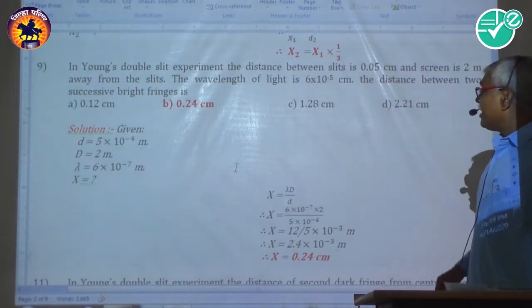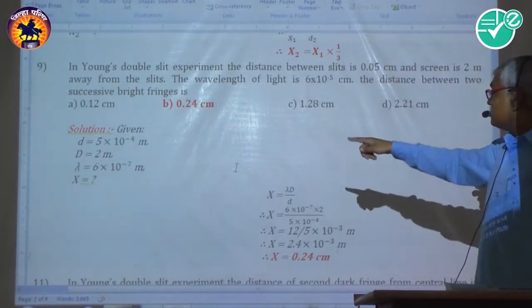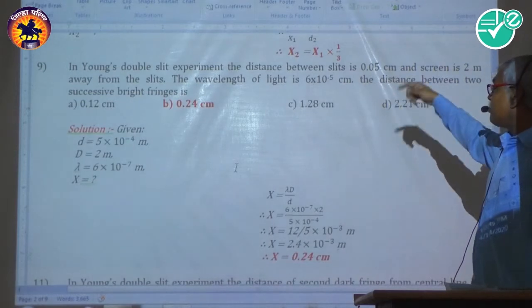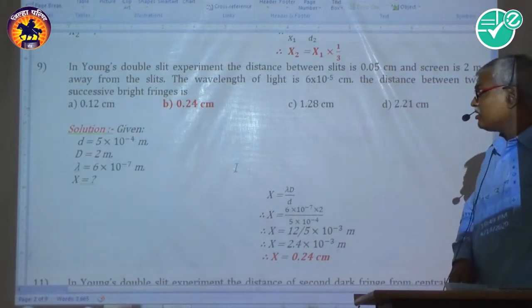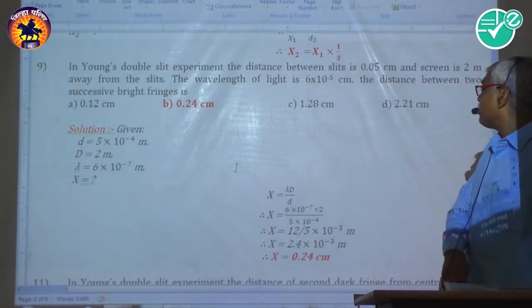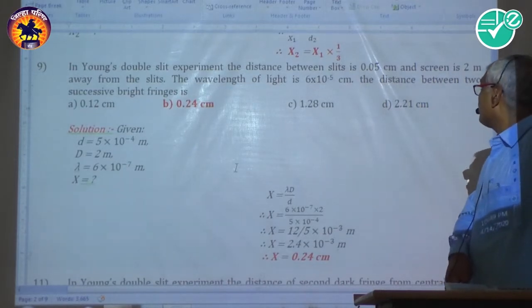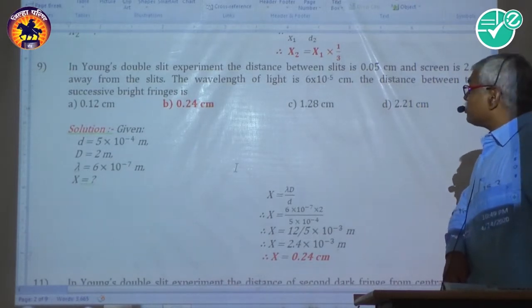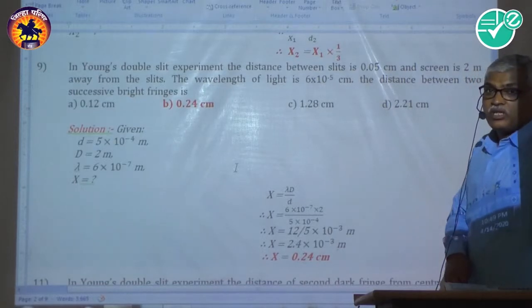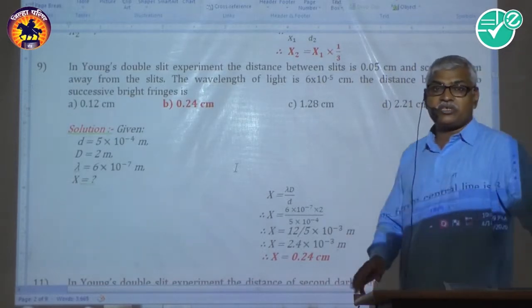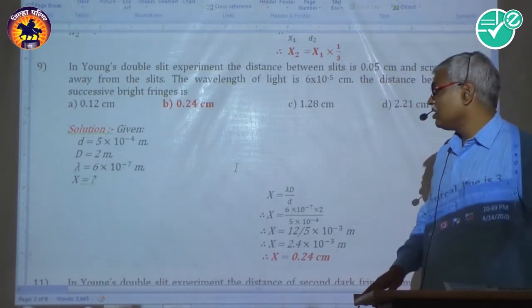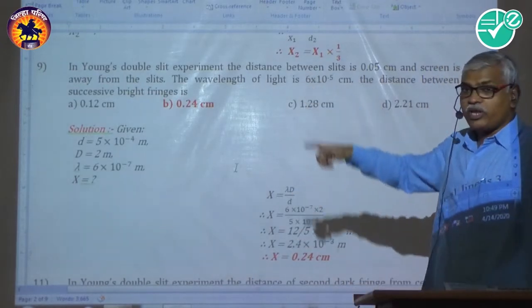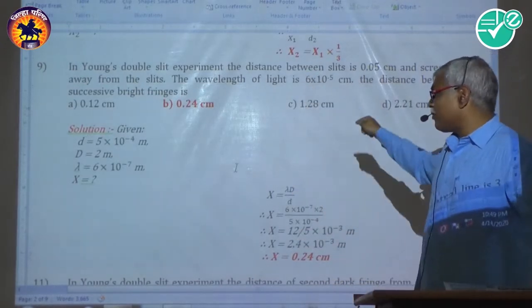The wavelength of the light, that is lambda, is 6 multiplied by 10 to the power minus 5 centimeter. We have to convert it into meter, that is lambda is equal to 6 into 10 to the power minus 7 meter. The distance between two successive bright fringes, that is, we have to calculate the bandwidth, capital X. Now write down how we are getting this. We get X is equal to lambda D upon small d.